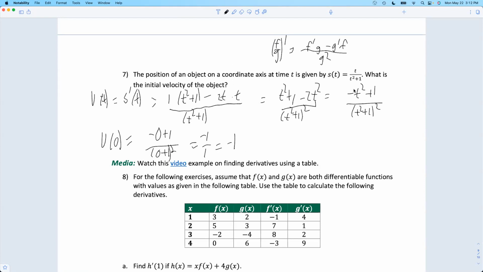They don't give us units here. So let's assume this was in meters and t was in seconds. I'm just going to make an assumption here. Then this would be meters per second. So that means my initial velocity at time 0 was, my object was moving backwards at 1 meter per second. That's a good place to stop.